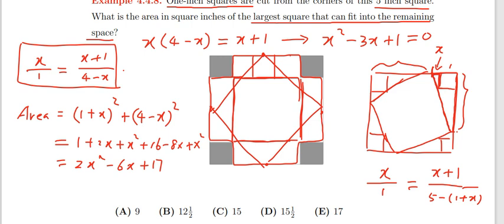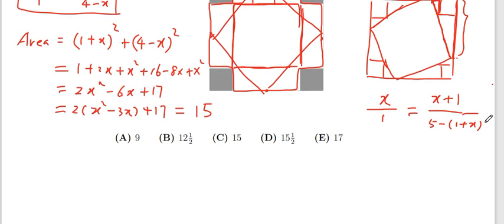So we find this equals x squared minus 3x plus 17, and then x squared minus 3x equals -1. So that equals -2 plus 17, so that equals 15. Okay, so we can stop here.